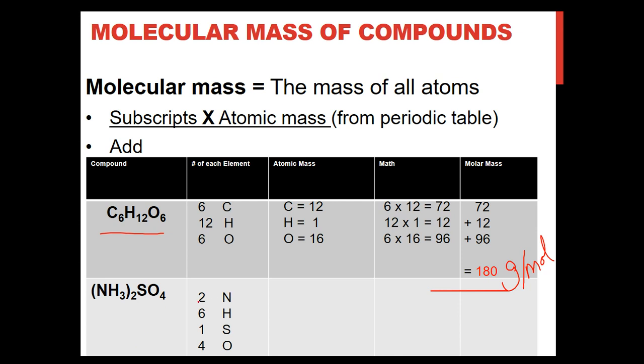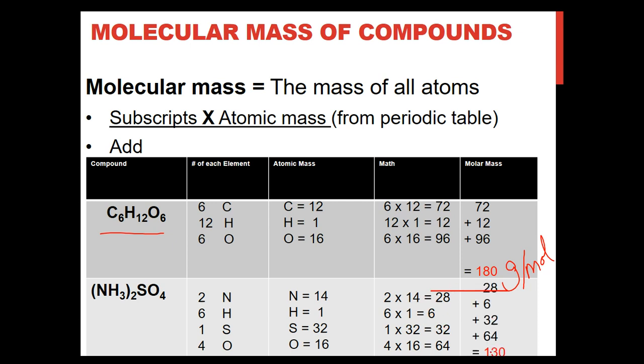So for here, it's showing you I have 2 nitrogens, I've got 6 hydrogens, 1 sulfur, 4 oxygens. These are the masses from the periodic table, and yes, I did not keep a decimal place, which I should have. That's the appropriate way to do it. At least keep 1 decimal place, please try to. Then you multiply subscript times mass for each one. So for nitrogen, it's going to be 28, for hydrogen, 6, so on and so forth. Then you just add them all up, and you get, for this compound, 130. And again, the unit is going to be grams per mole.